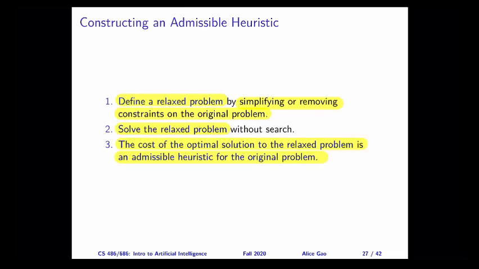Since we're constructing a heuristic function, it's important that the relaxed problem is easy to solve. In other words, solving the relaxed problem should not require search. A problem is quite challenging if it requires search. The heuristic function should help us solve the original problem. If it's challenging to construct the heuristic function, it defeats the purpose of having the heuristic function in the first place.